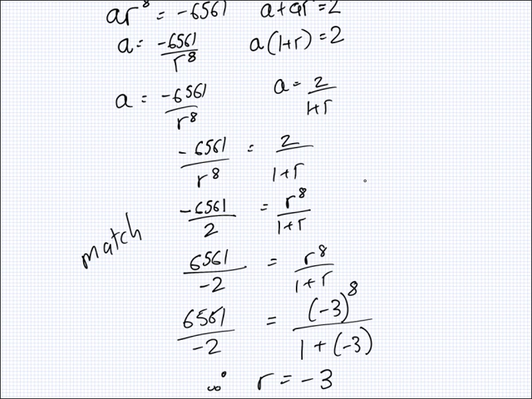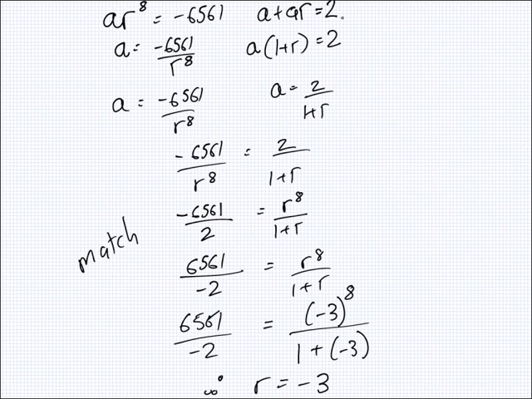For mine, did you get the rule a times 1 plus r is equal to 2? Where did I get that? The first row? Oh, that's S2, the sum of the first two. What's the first term? a. What's the second term? ar. First term plus second term is S2.